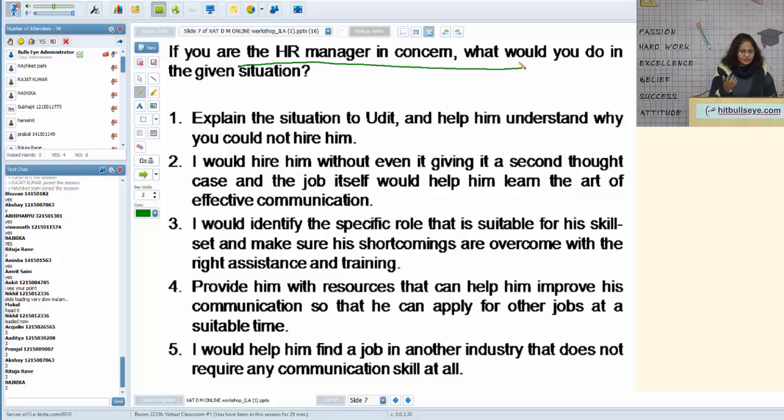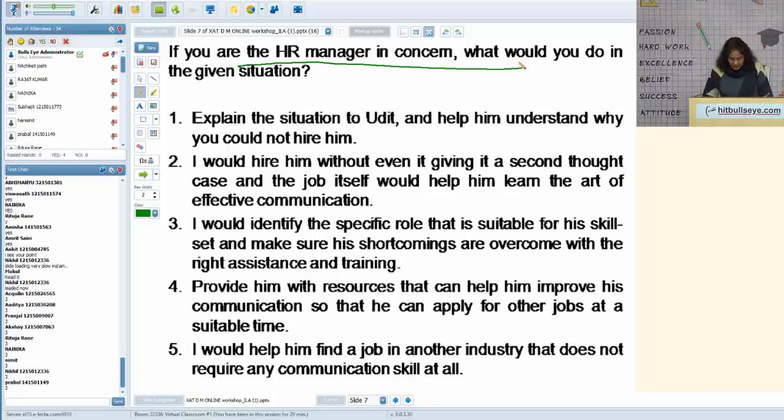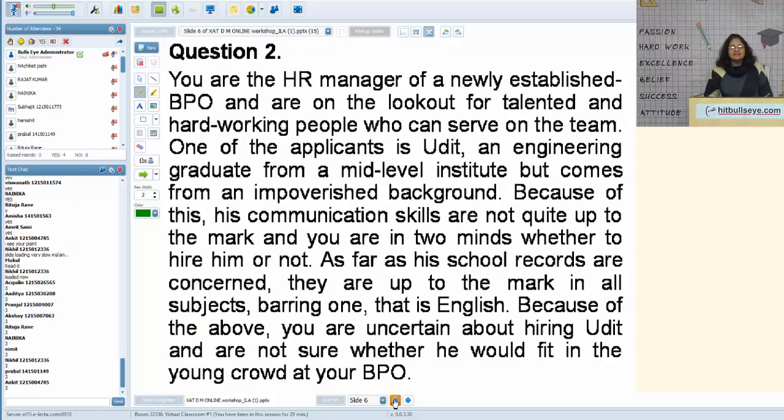So in this second question, it's the HR manager who is concerned, and what you would do in the given situation. The situation, as we saw, is that there is this guy Udit who has come for a job, and he's very good, and he's got his engineering degree from a mid-level institute. The only thing is he lacks communication skills. And very importantly, this is a BPO we are talking about, where communication skills are very important. So what does the HR guy do?